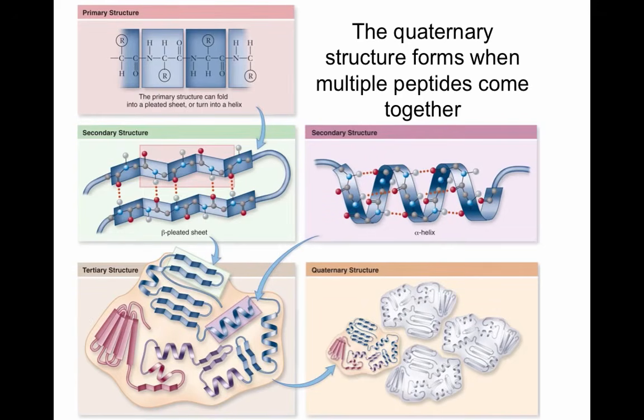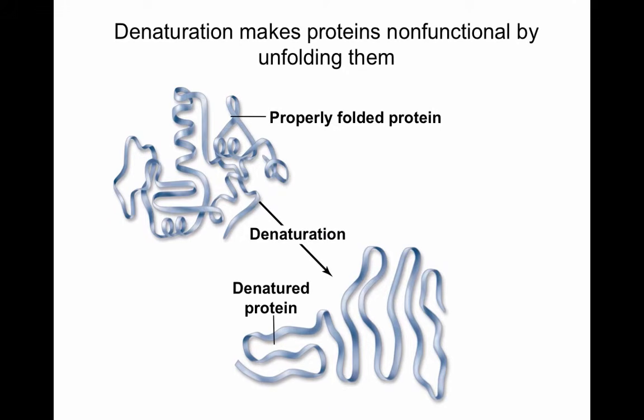Some proteins might then, after they're folded into their tertiary structure, come together with other peptides, so these are other amino acid sequences, and form a quaternary structure. So not all proteins form this. This is just separate proteins coming together and forming a larger protein that is called the quaternary structure. So just like we said how important the structure of the protein is for its function, the same is true if the structure is lost.